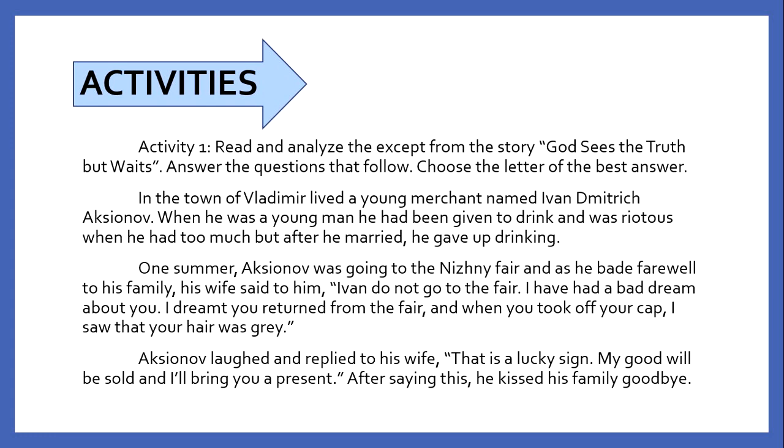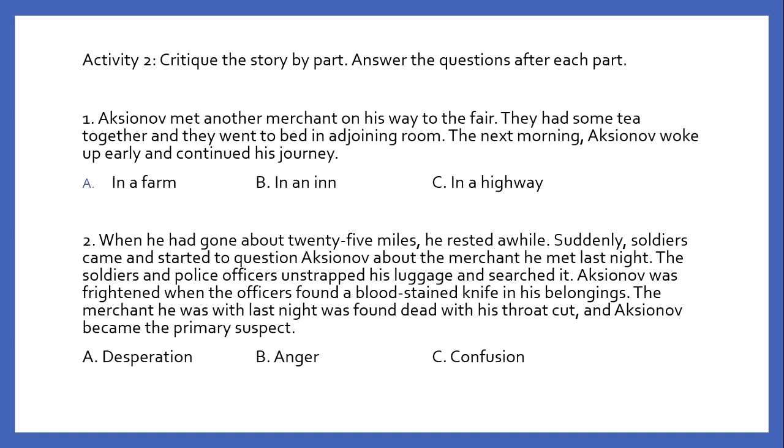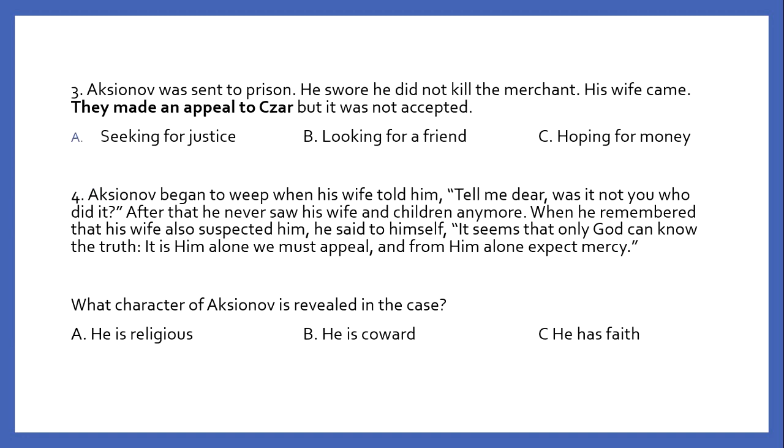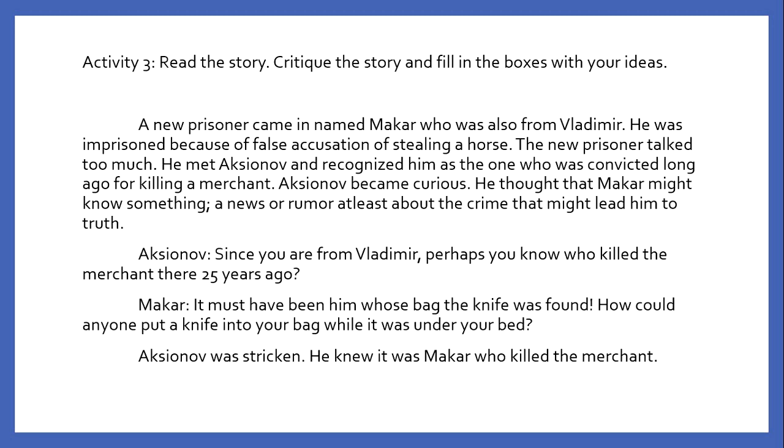The next thing to do are the following activities. For the first activity, you will read and analyze the excerpt from the story, God Sees the Truth But Waits. Just answer the following questions and choose the letter of the best answer. The second activity is for you to critique the story by part. There are 5 questions on this part. And then for your last activity, activity number 3, you will read another story and critique the story and fill in the boxes with your ideas.